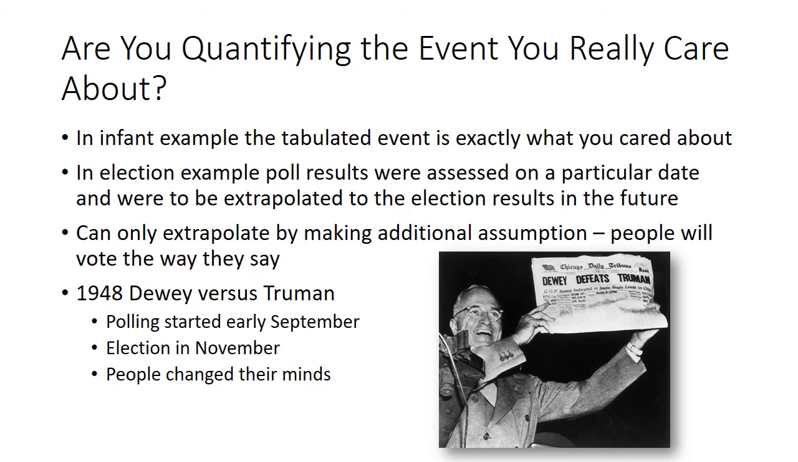Okay. And so, again, you can only extrapolate and make additional assumptions based on what people say about the way they're going to vote. For instance, in the 1948 presidential election, Dewey versus Truman, the polling started in early September while the election was happening in November, and people ended up changing their minds for whatever reason. There's this kind of famous paper that said "Dewey defeats Truman." A lot of that was based on those early polling results that were not reflective of how people truly voted. Okay.